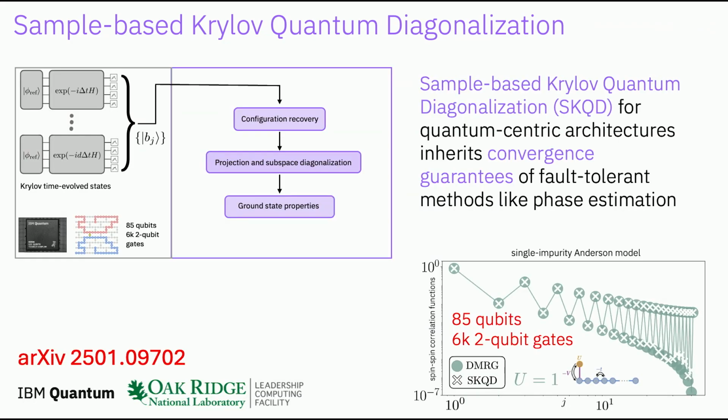We did an experiment this time. We collaborated with Oak Ridge, and we did an experiment with our quantum processors and the supercomputer Frontier at Oak Ridge. And we tackled the single impurity Anderson model. Actually, in the updated version, we did many impurities. And you see here the agreement of this method, which we call sample-based Krylov quantum diagonalization, with state-of-the-art DMRG calculations. It's pretty good. And so this is the correlation functions computed over the ground state for that system.